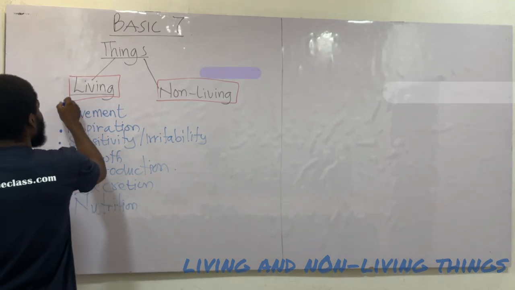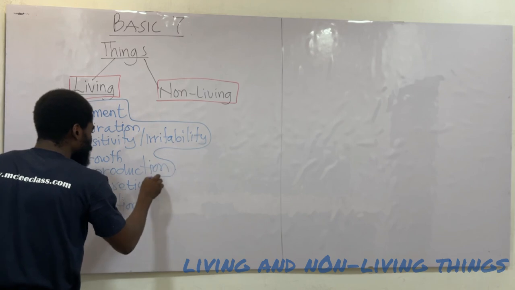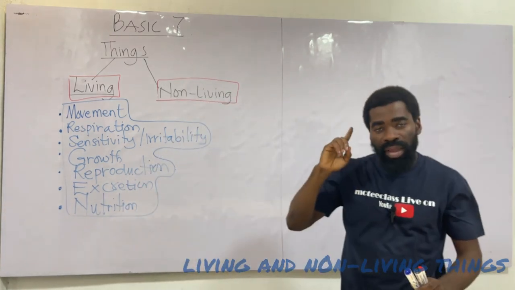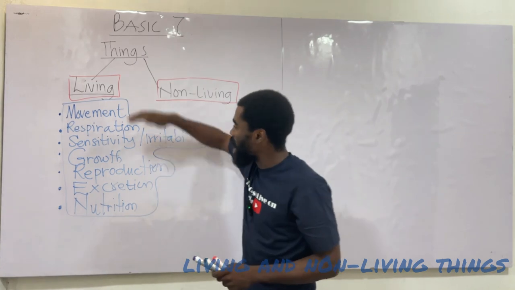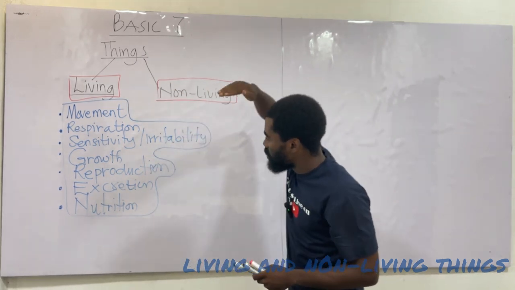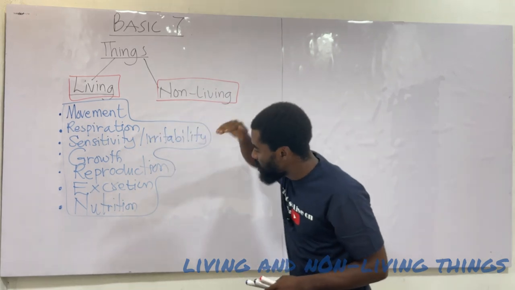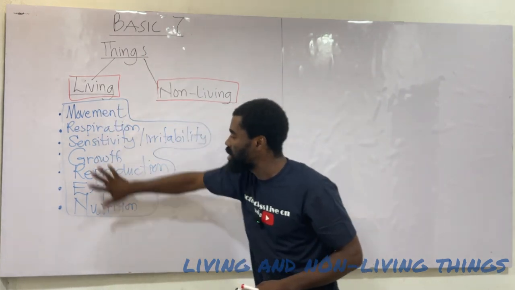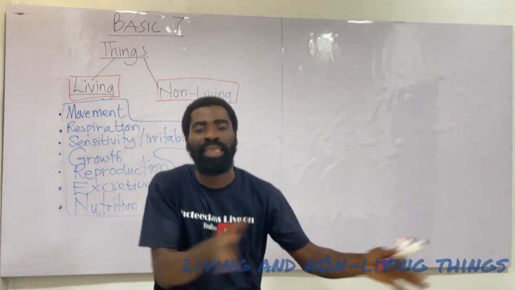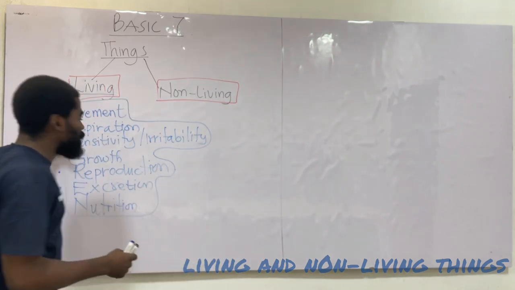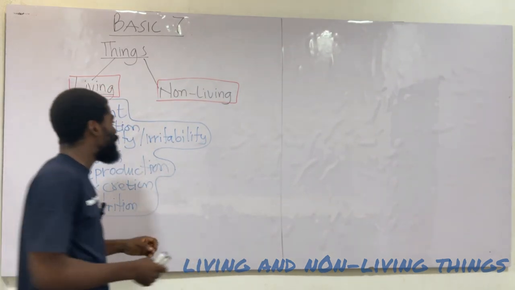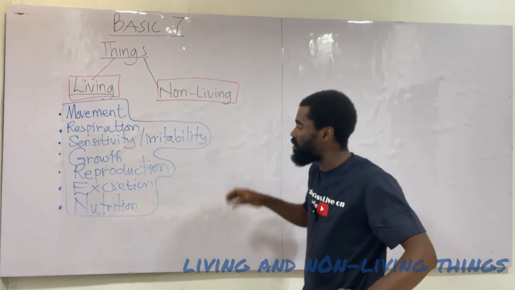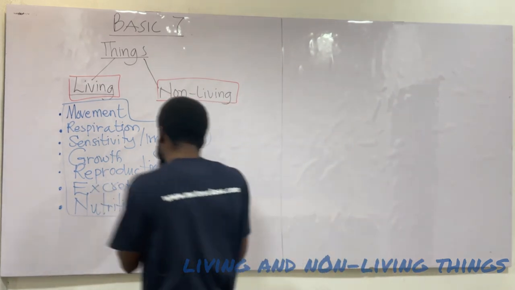Now, if an organism can do all these, then that organism or that thing is considered what? Living. If anything in this world can move, can respond to stimuli, can also grow, can reproduce, can excrete, and also feed, that's nutrition, then that thing is considered living. And all these things are referred to as life processes. If you have life, then you can do all this. If you don't have life, you can't do all this. A dead man cannot do this. He cannot move. None of this can be done by someone who is dead. That means the person does not have life. Hence we refer to these things as life activities or life processes.